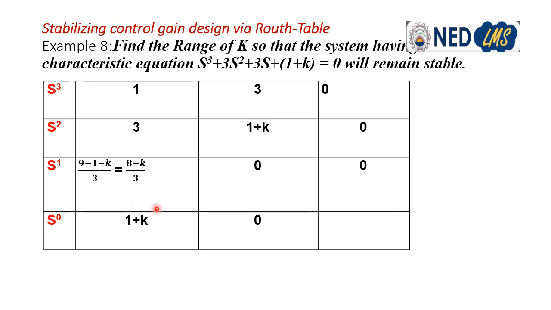So this time we can see easily that in the first column of the coefficients, we have 1 with a positive sign, obviously 3 with a positive sign, 8 minus k upon 3, which is actually a variable term with k, and 1 plus k. So in order to ensure that the system will be stable, this term should be positive and this term should be positive. That is, 8 minus k upon 3 should be greater than 0, and 1 plus k should be greater than 0, so that all the terms in this column are positive and the system will be stable.